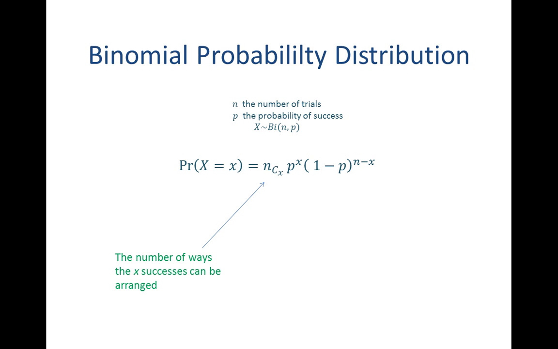That's the number of ways the X successes can be arranged. P to the power of X represents the X successes, and this represents the N minus X failures.